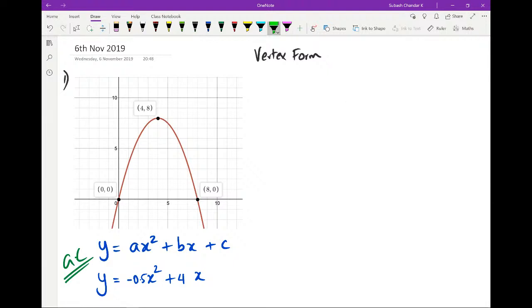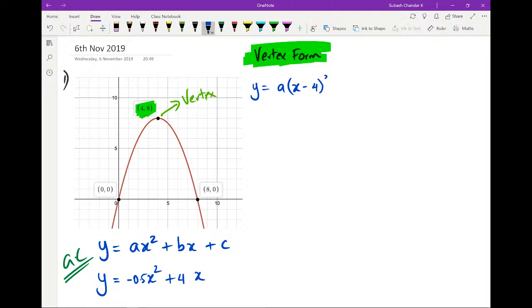So with the Vertex Form, what you want to be looking at is this particular point, because that point right there is called a vertex. So what we're going to do is rewrite this as y equals a(x minus 4) squared plus 8. All I've done is grab the 4 from here, and then I've grabbed the positive 8, which is there.